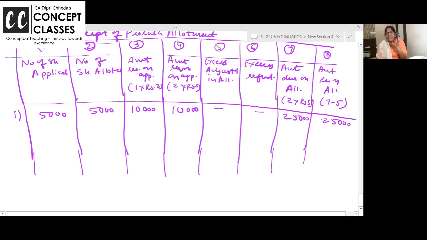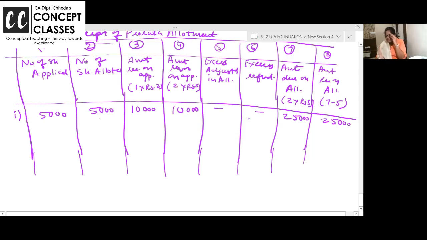This is the only jumbo problem in your whole syllabus. Yesterday's problem was just two liners. 5,000 applications we have received. We have allotted them 5,000. They have received the payment 10,000. Required be 10,000. So there's no excess receipt which you can adjust and refund.